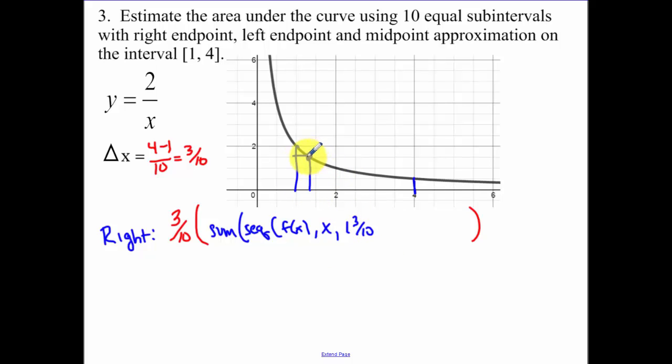This is the first one I want to find my function value for. Now for right endpoint, remember, we add all the way to 4. So my ending number is 4.